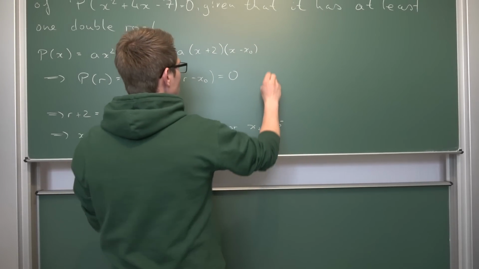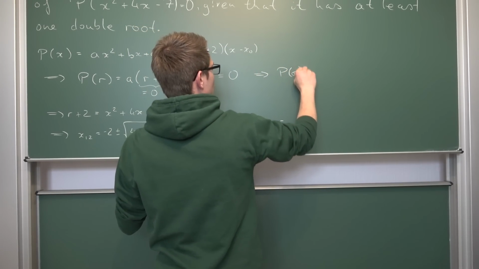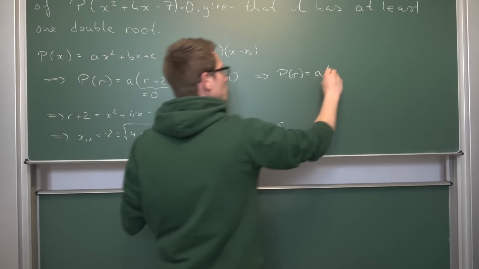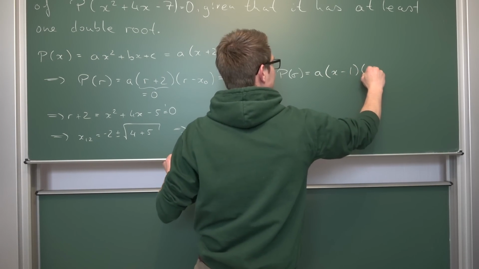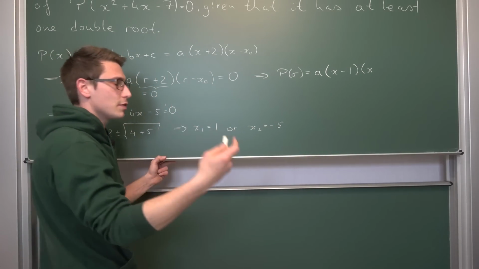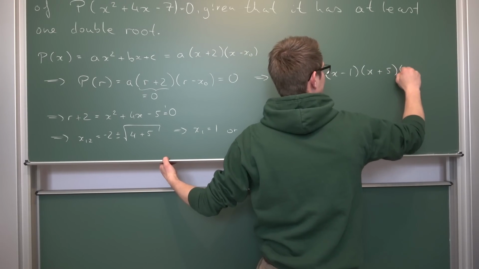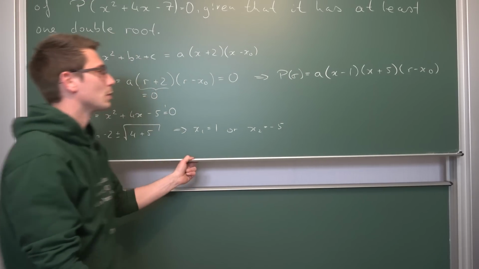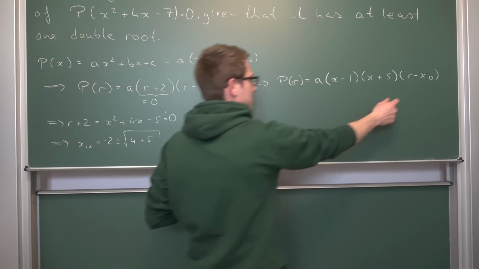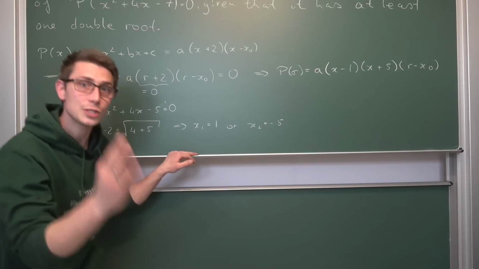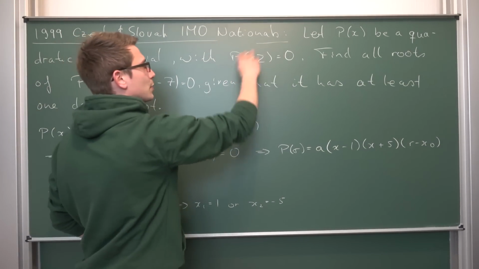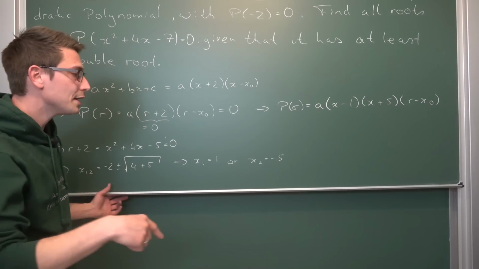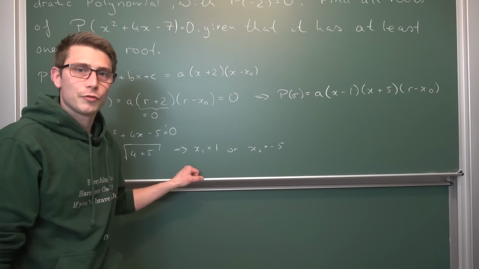meaning our P of r is going to turn into the following thing. A times x minus the first root, x minus 1, and then x minus the next root, minus 5 is plus 5, and then times r minus x naught. Okay, we plugged r in. We don't know anything about this part yet. Now those are most definitely, with the first condition that we have given on our quadratic polynomial, the first two roots of our polynomial, 1 and negative 5. But now we need to find the other roots.